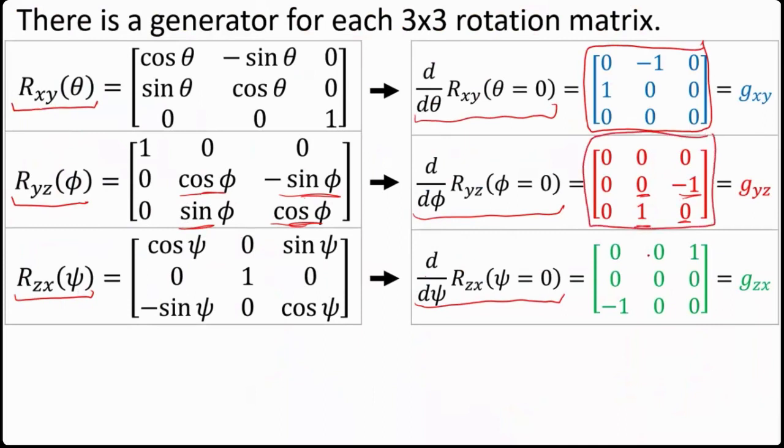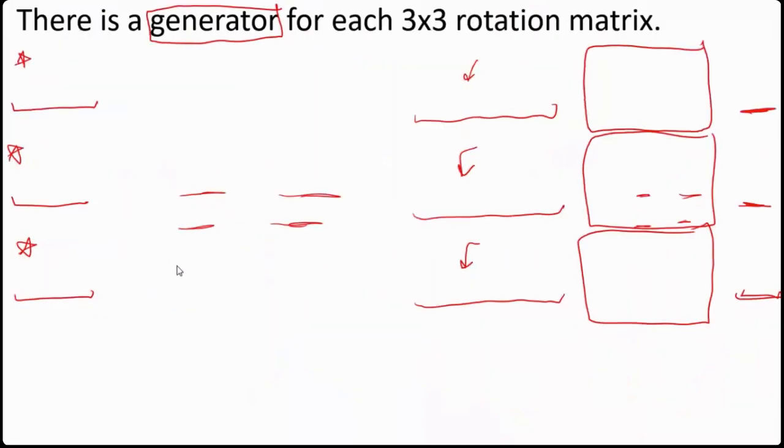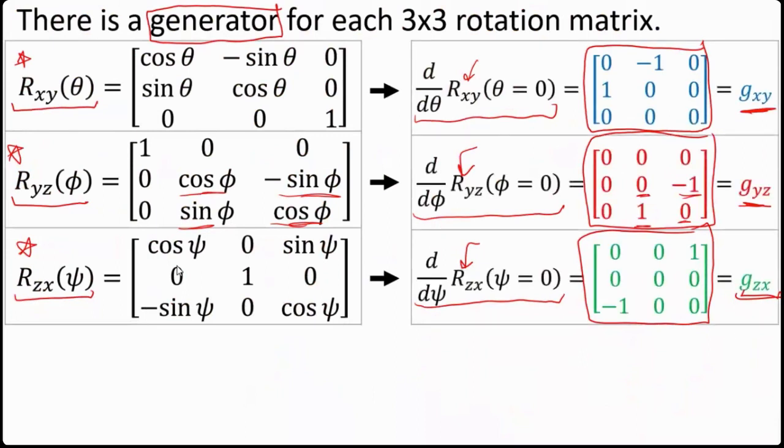So when we take the exponential of them, we can get our standard rotation matrices. And we call these generators. I call this GXY because it's the generator of the XY rotation. This is GYZ because it's the generator of the YZ rotation. This is GZX because it's the generator of the ZX rotation. So you could go through exactly what I did on the previous slide with all these other matrices and it would work out.